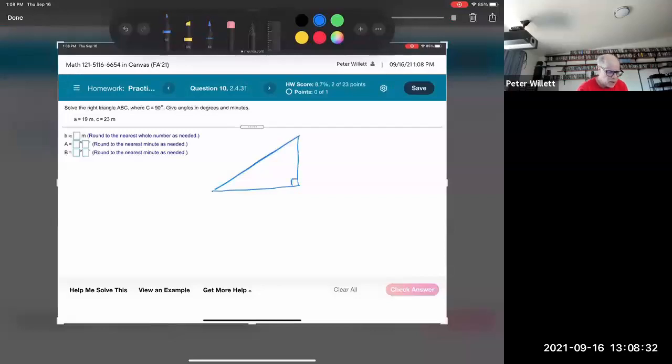So we have a right angle, and that's C. So the hypotenuse would be little c, and they have a 19 and a 23. And so they're telling us that 23 meters is c. So c is equal to 23, and then a is 19. So I'm just going to say this is A down here, and that's angle A, and this is angle B, and that's b over here. So we know that that's 23, and we know that a is 19.